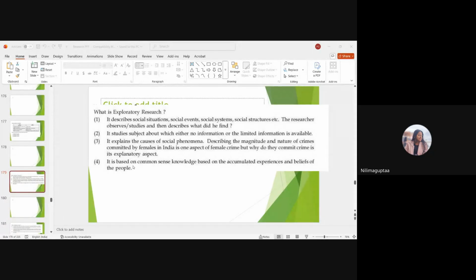See, the answer is within the question itself. Is it describing social situations, events, systems, or structures? Or does it study objects about which there is no information available? Or does it explain the causes of a social phenomenon, describing it? Or is it based on common sense knowledge? See, definitely common sense knowledge is not an answer.